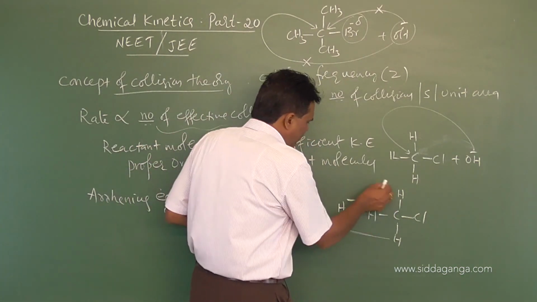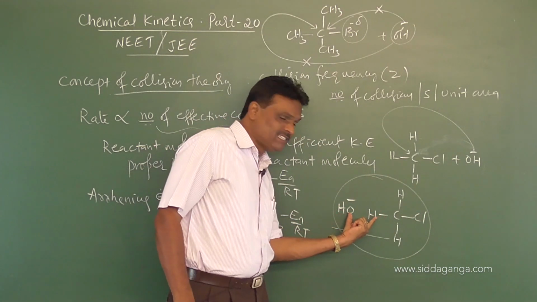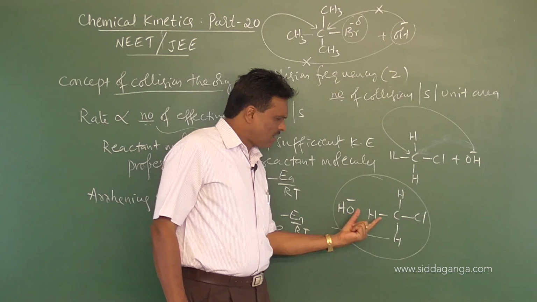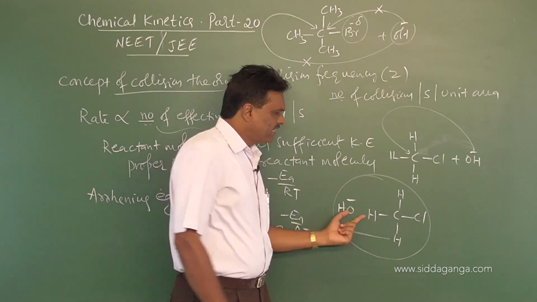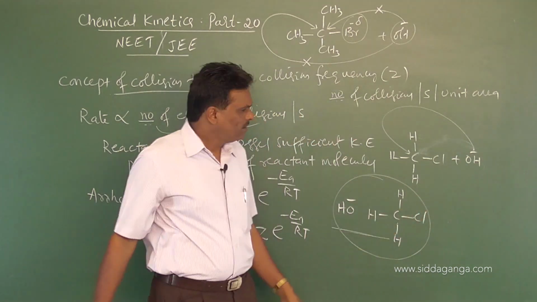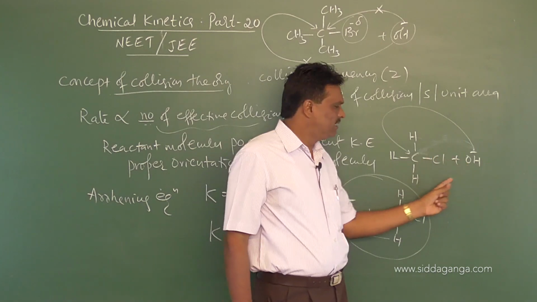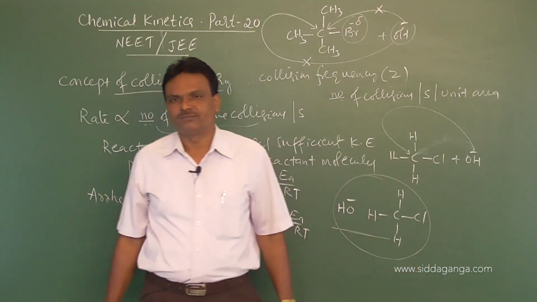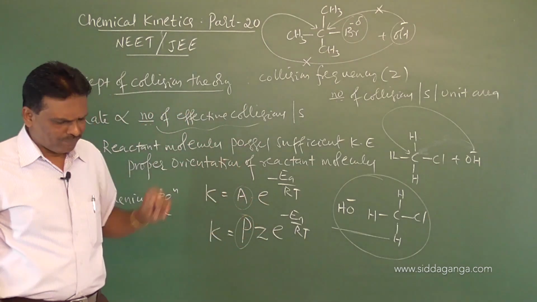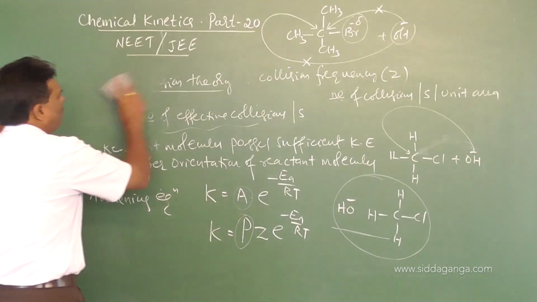That is why, collision between these two reactant molecules, if the molecules are arranged like this, or the orientation of molecules looks like this, this leads to the formation of products. But if the molecules are arranged like this, no formation of products. This is an improper arrangement. This is the proper arrangement. Is that clear?